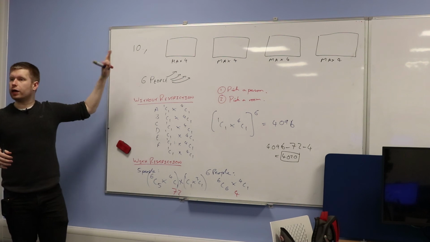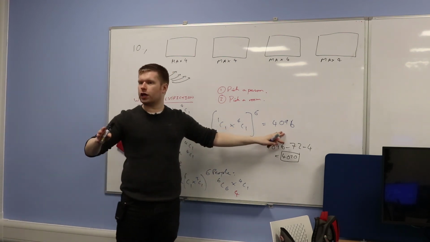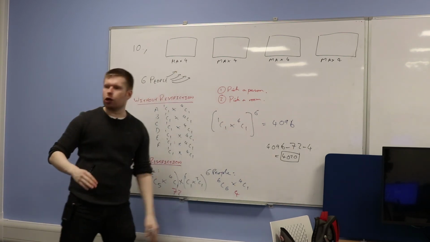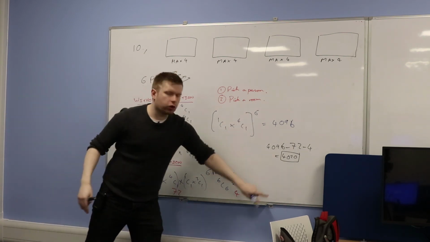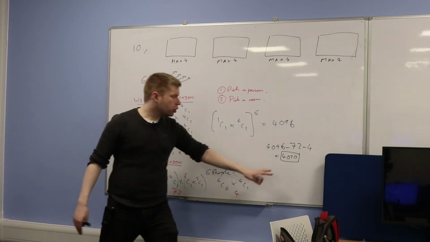Thinking about complements is a really useful idea. Think about complements. First of all, start off thinking about the situation where there's no restrictions, then take off what you don't want, and you'll be left with what you do want. So you don't want 5 people in a room, you don't want 6 people in a room. Take that off, you'll be left with what you do want.